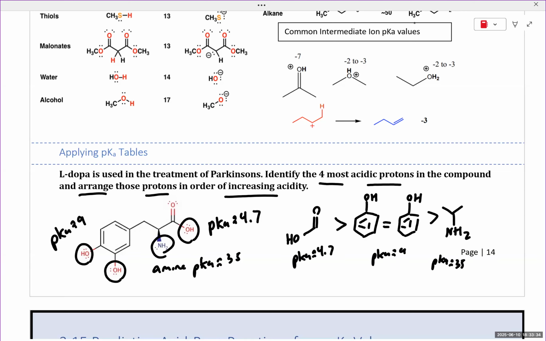One thing that's pretty interesting about this problem is even if you just found the alcohol pKa value, you'd still be able to get this same relative ranking. For those curious as to why the phenol protons are a little more acidic than a traditional alcohol, we'll actually be talking about that momentarily. So again, if you can recognize different functional groups, you can then recall the pKa value for that functional group and then rank protons in terms of their relative acidity.